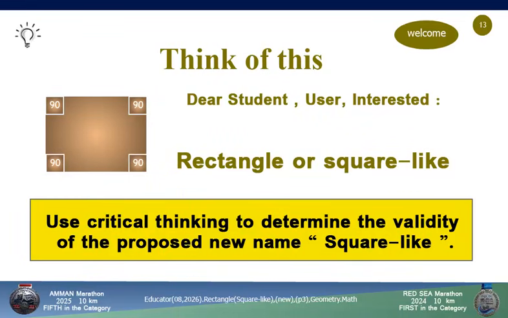Think of this. Dear student, rectangle or square-like? Use critical thinking to determine the validity of the proposed new name, square-like.